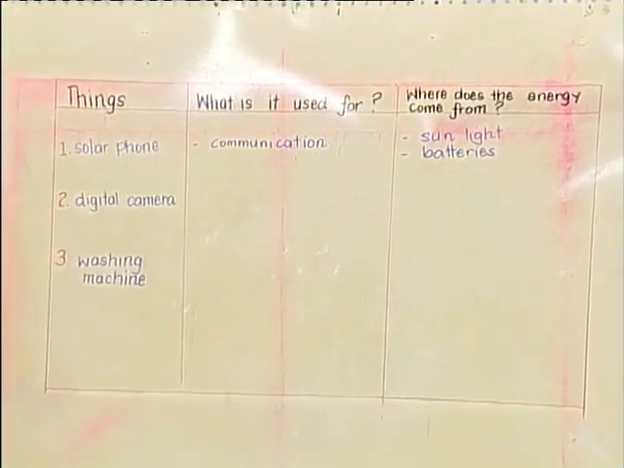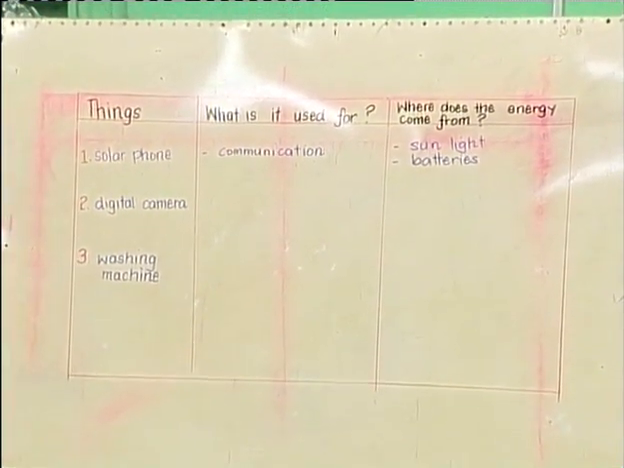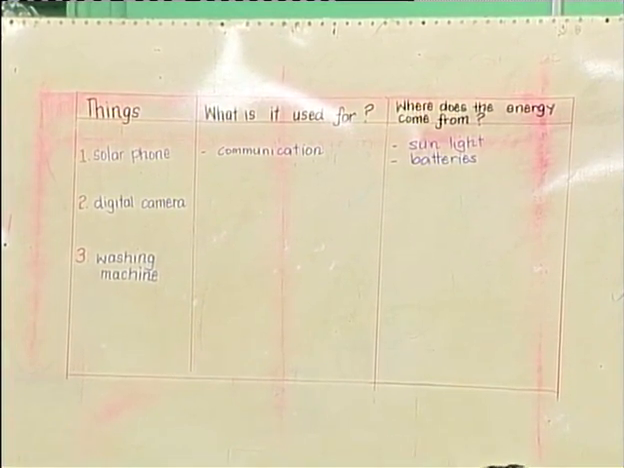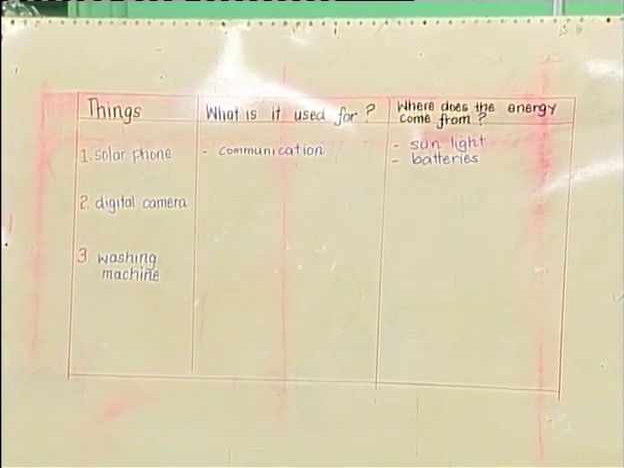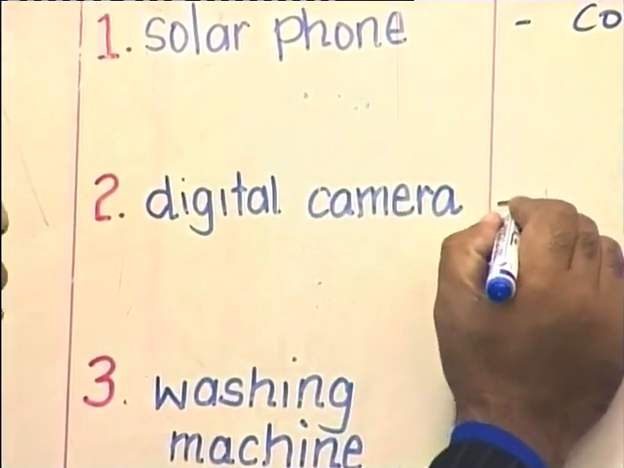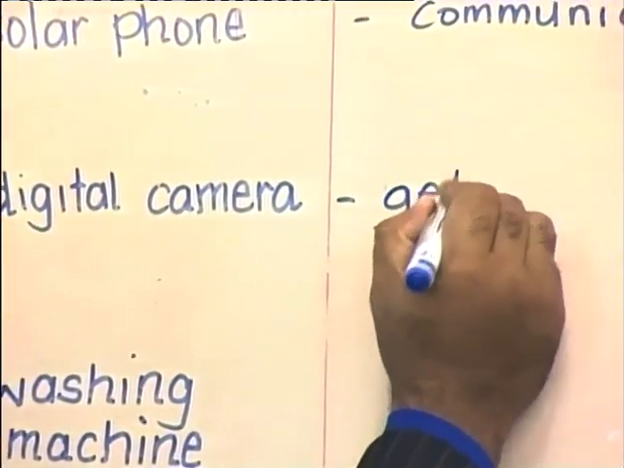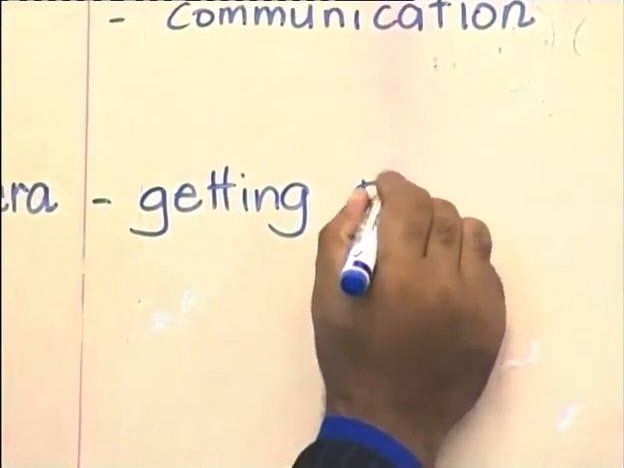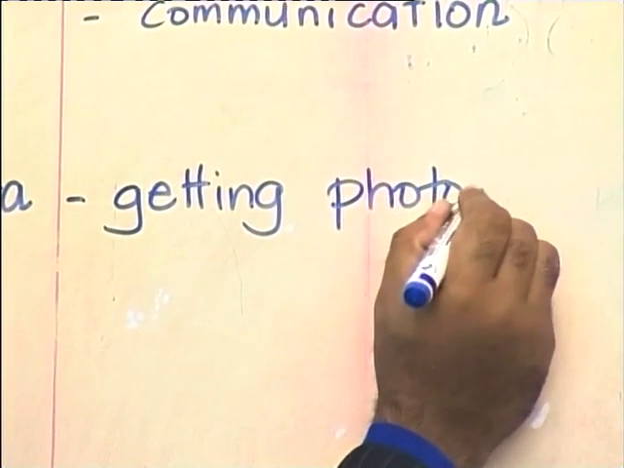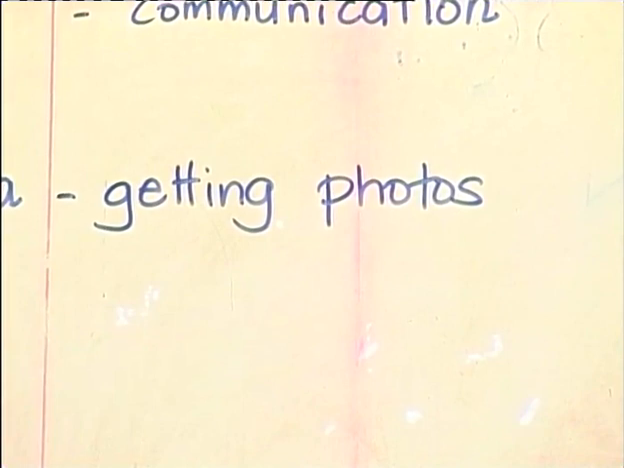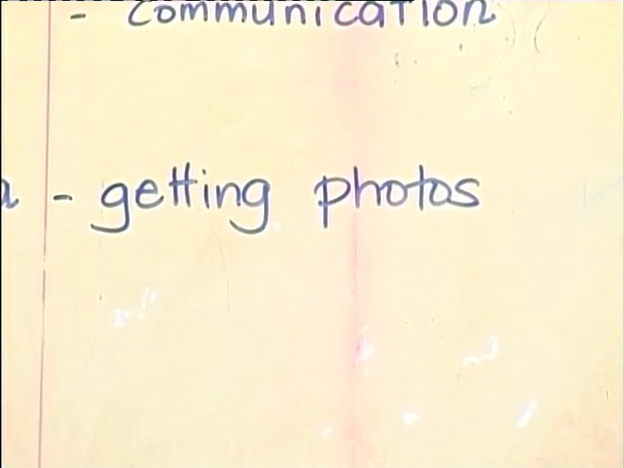Okay, very good. Let's look at number two, digital camera. What is it used for? Receiving students and 6C. Jason? Getting photos. Okay, very good. Where does the energy come from, Jason? Batteries, very good.